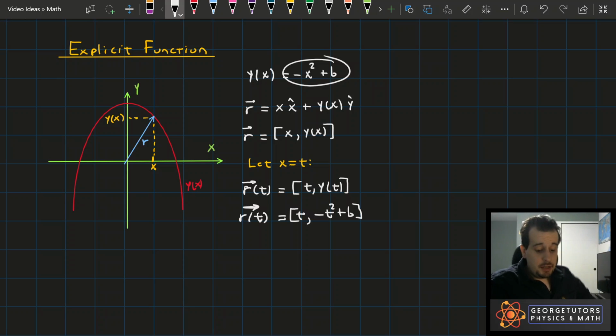Okay. So now that we've got that down, we're going to try it, of course, in some examples. Let's look at the circular form one sec.